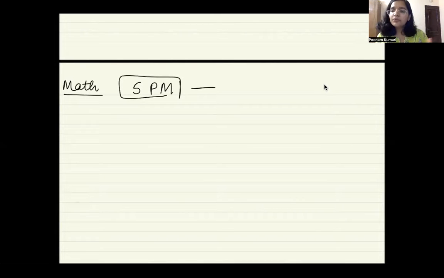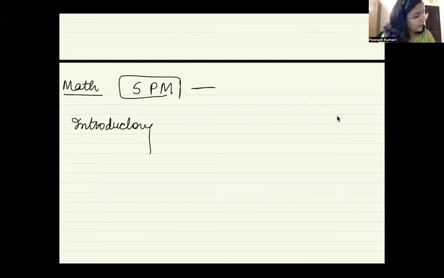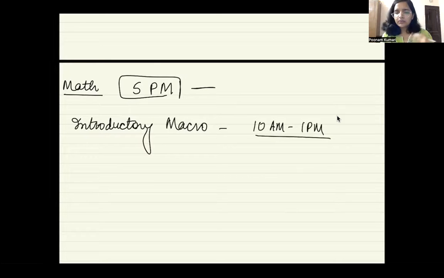And for those of you who would also like to attend the macroeconomics class, we have an introductory macroeconomics class in the morning from 10 a.m. to 1 p.m. We will talk about the different things that we are going to study, and we will begin with national income accounting there. So we have the introductory macro class from 10 a.m. to 1 p.m. tomorrow, and the maths class from 5 p.m. to 7:30, and you'll get breaks in between.